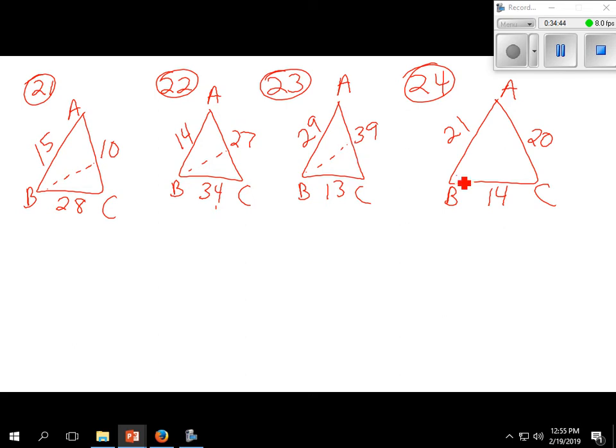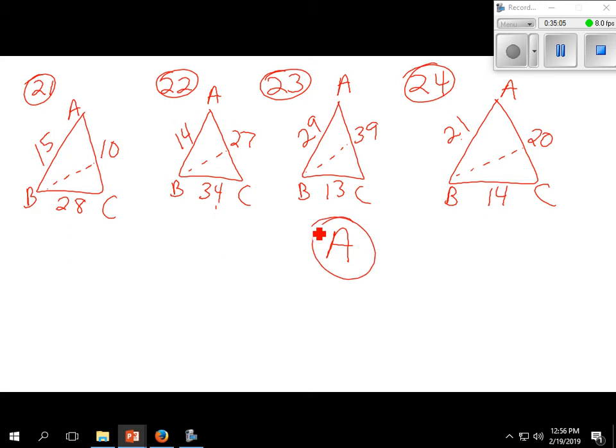Let's check the other one just to be sure. Angle B is across from 20. Well, 21 is bigger than that. So angle B is the largest angle in only problem 21. So answer to, or 23, sorry. So the answer to 23 is A.